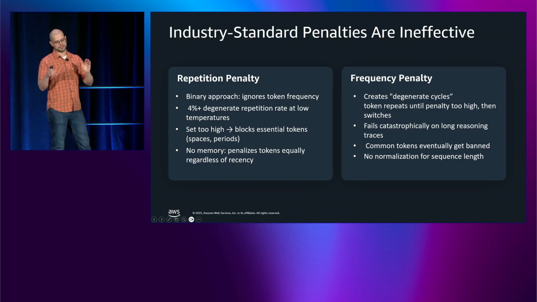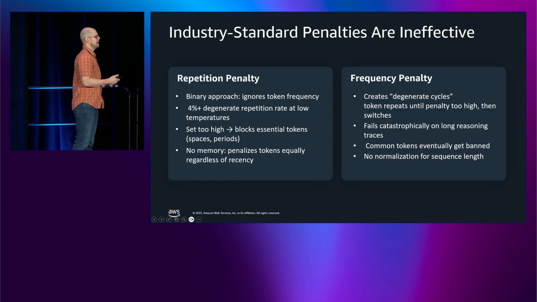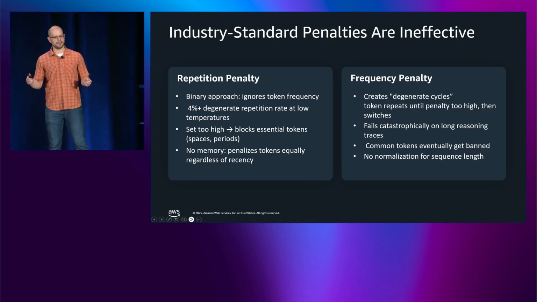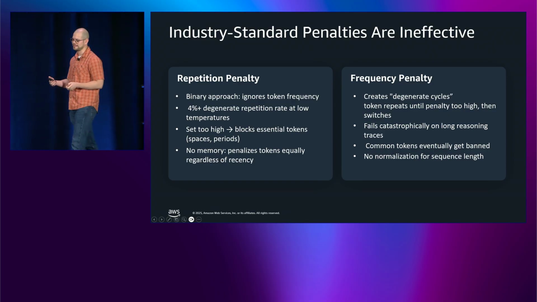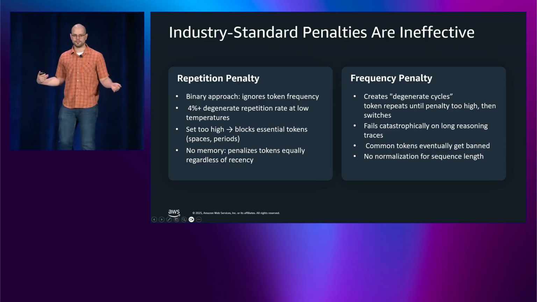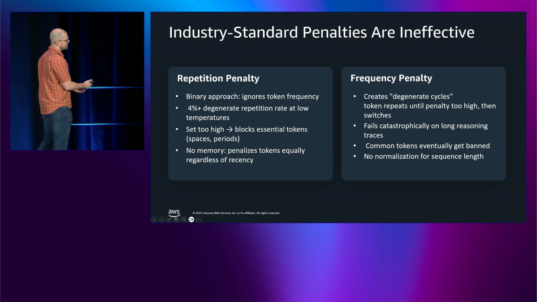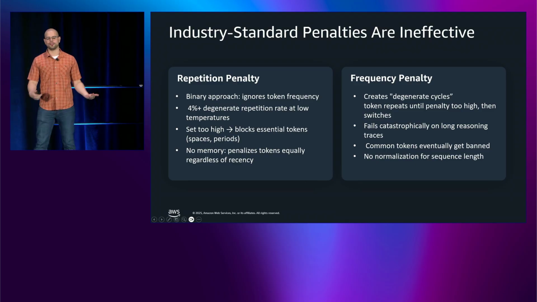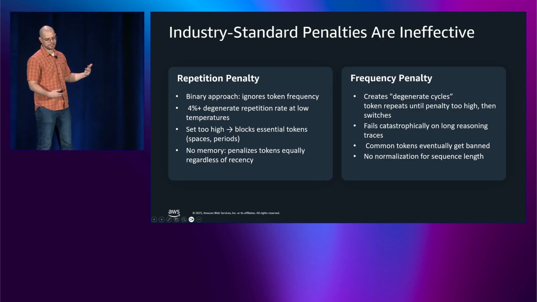For the frequency penalty, which is the other industry standard, we can also see that empirically it doesn't fully work. It tries to be more sophisticated than the repetition penalty by scaling the penalty based on the number of appearances. But the problem is that it doesn't normalize for the length of the sequence, which can result in a situation where, for very long completions, which is what you get when you turn on reasoning, because the models can think for thousands of tokens, you get very long sequences, and that makes the frequency penalty start to fail catastrophically when common tokens eventually get banned.